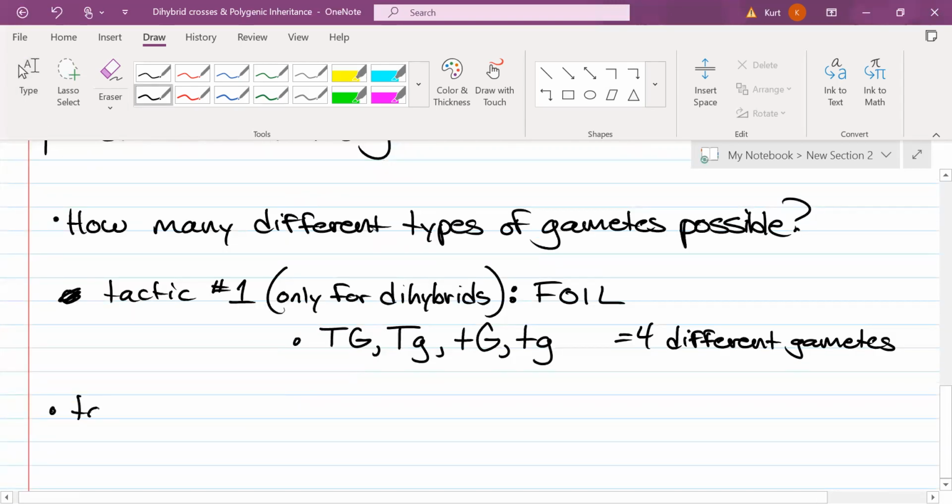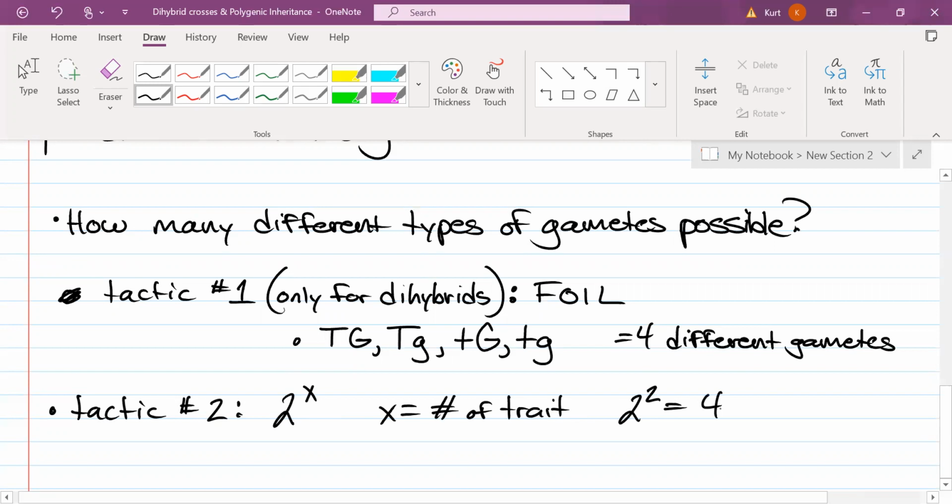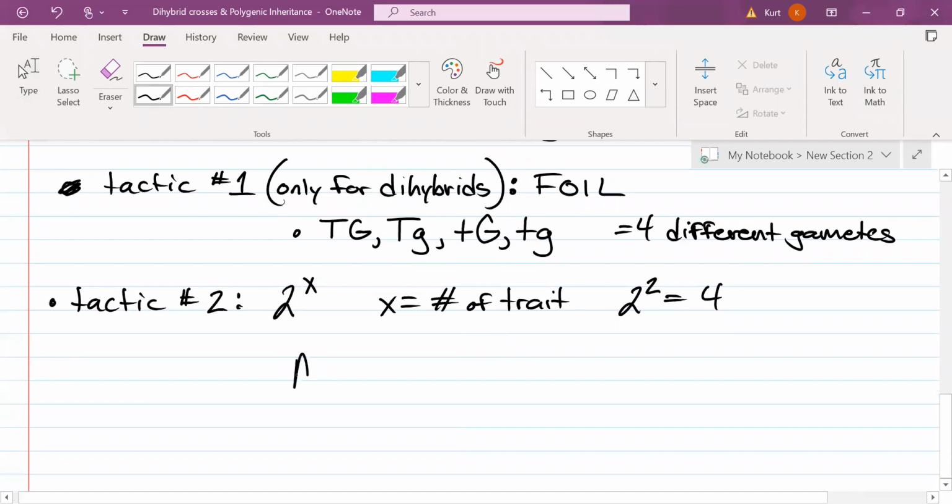Now, tactic 2, which is applicable for everything. If you did a trihybrid, tetrahybrid, pentahybrid, hexahybrid, octahybrid, crazy number of combinations, you just do 2 to the x power. X equals the number of traits. How many different traits do we have in this example? We have height, we have color. So it's going to be 2 to the 2nd power. That's going to equal 4. That's how you figure it out. You have several of those on your homework. So just to show me you know what you're doing, what if I had a trait like this?